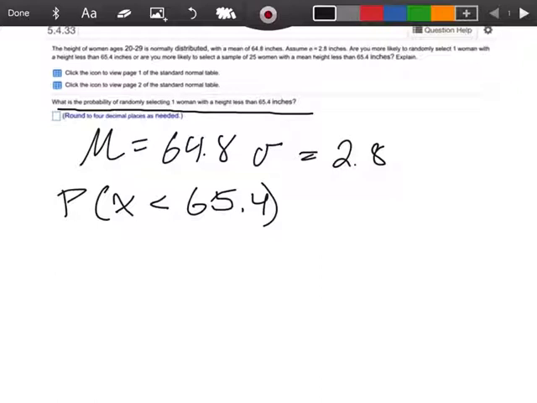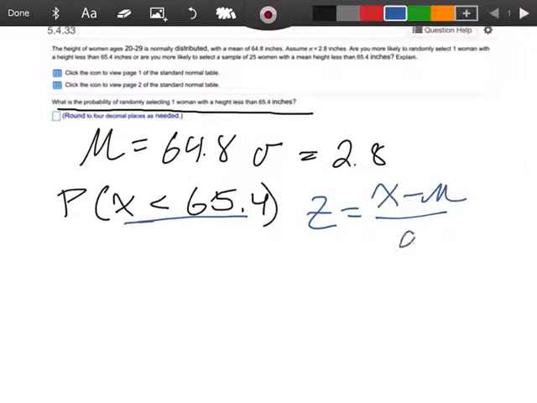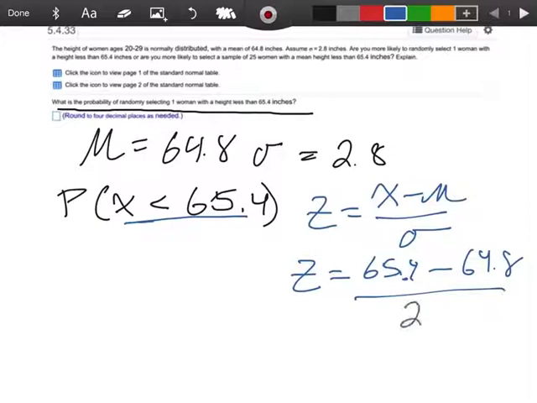65.4. Okay, so the first thing we're going to do, we're going to convert this X value to a Z-score. So remember, my formula is going to be X minus mu divided by sigma, right? So we're going to say X is 65.4 minus our mu, which was 64.8, divided by sigma, which is 2.8.